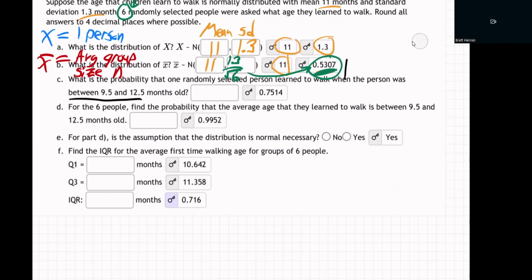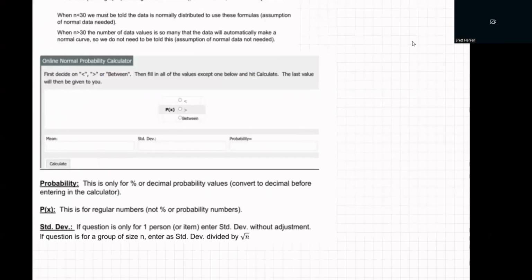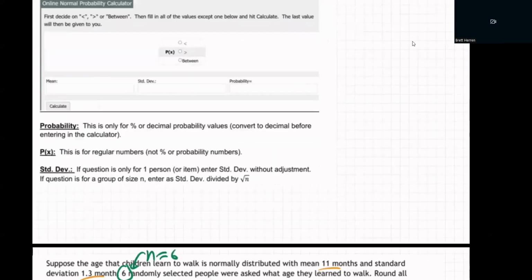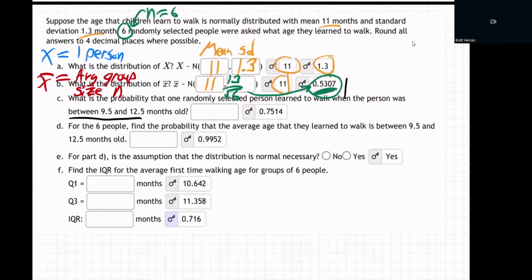How's it going to look in the calculator? Yeah, the P of X is just right there and the between is below. The P of X is right here. And the between is just down here a little bit. Between, and then you put the 9.5 on this side and the 12.5 on that side. And then below that, it's going to say mean on the calculator, standard deviation, and probability. So what is the mean?